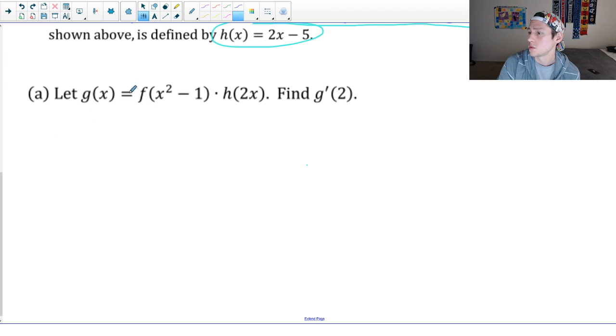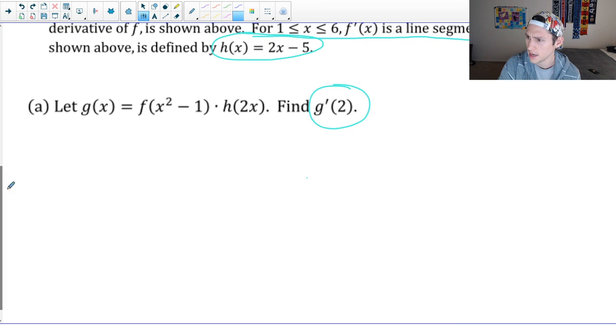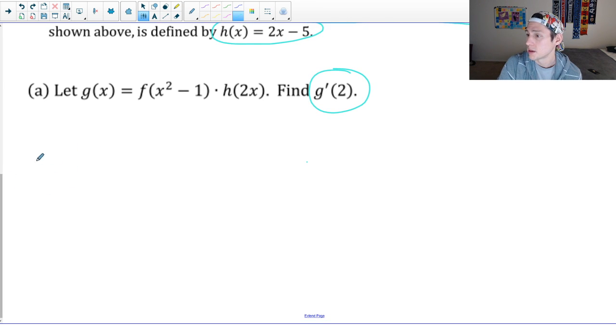Let g of x equal f of x squared minus 1 times h of 2x. Okay, so now I have this separate function g that is built by using f and h. Find g prime of 2. Great. Well, before I find g prime of 2, I just want to find what is g prime. All right, well, take a look here. So I'm trying to take the derivative of two functions that are being multiplied.